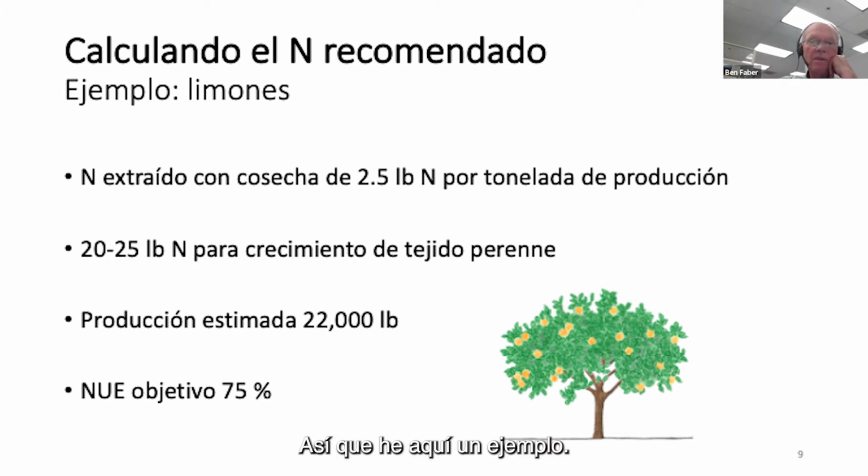So here's an example. This is a value that came from lemons out of that CDFA study. So it's 2.5 pounds of nitrogen per ton. And there's about 20 to 25 pounds that goes in the perennial tissue. So our target would be something on the order of about 75% of that 22,000 pounds that's required.